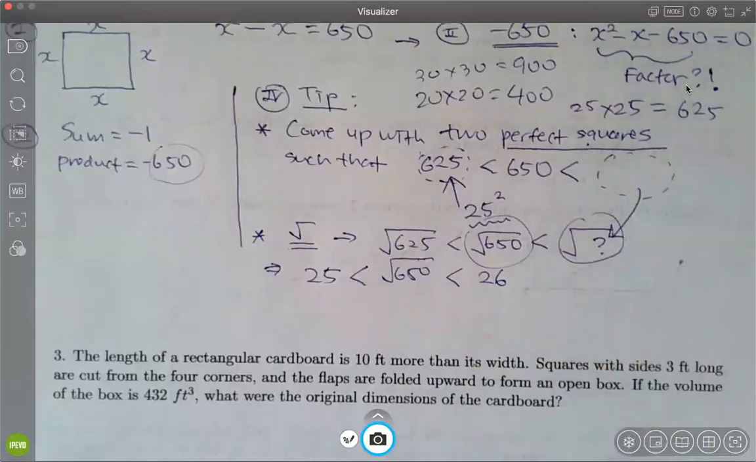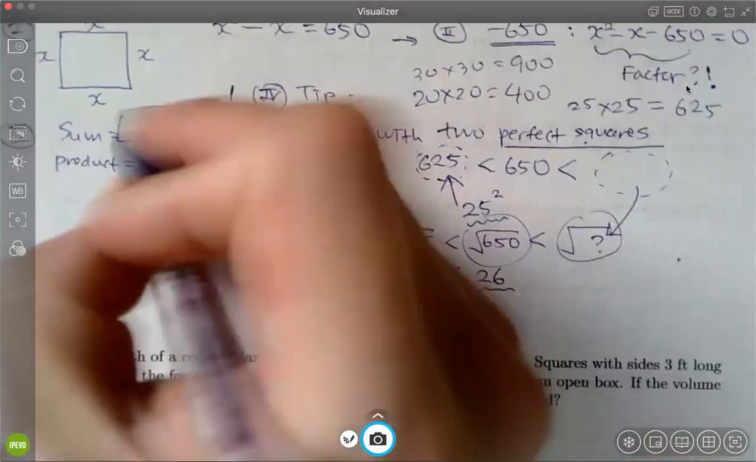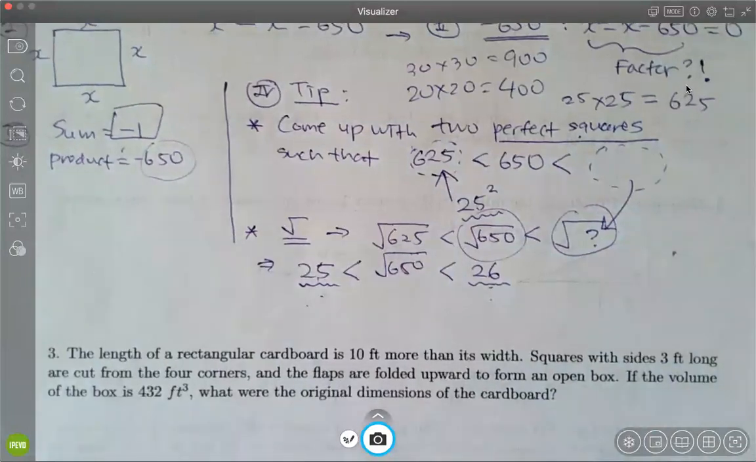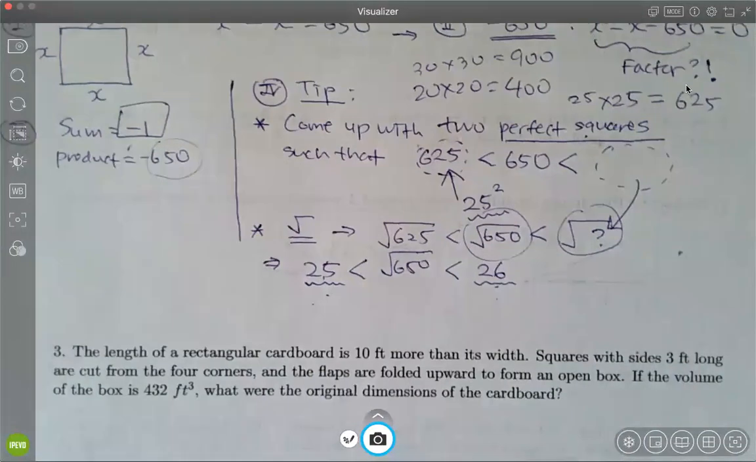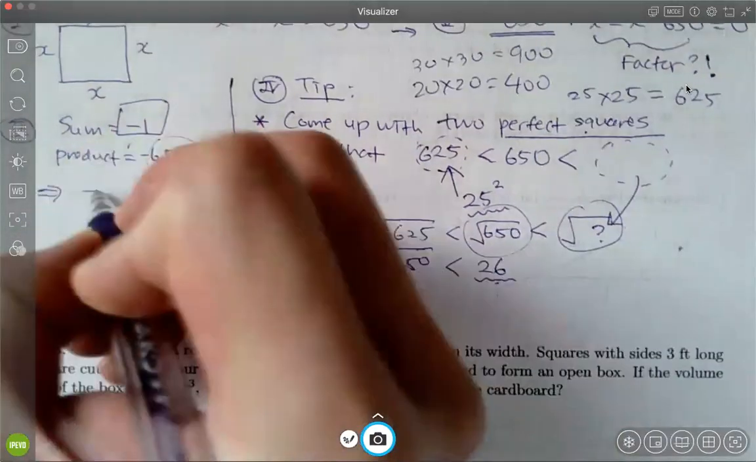Now we have all the ingredients. Can you produce -1 from these two numbers? How can you come up with -1 from 25 and 26? Positive 25 and negative 26. Positive 25 and negative 26. Yes, do you see that? So going back to here, the two numbers are -26 and 25.